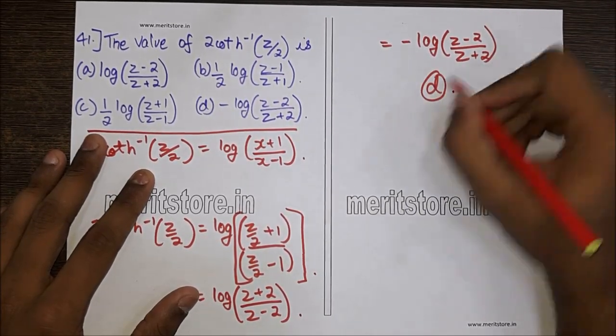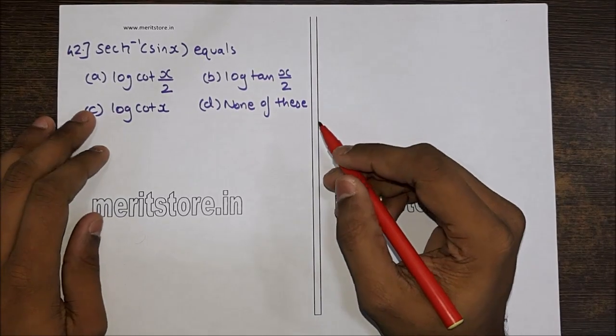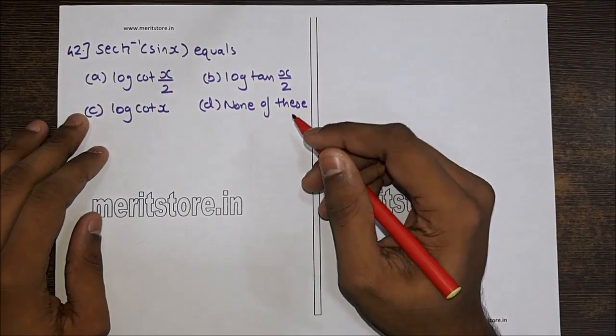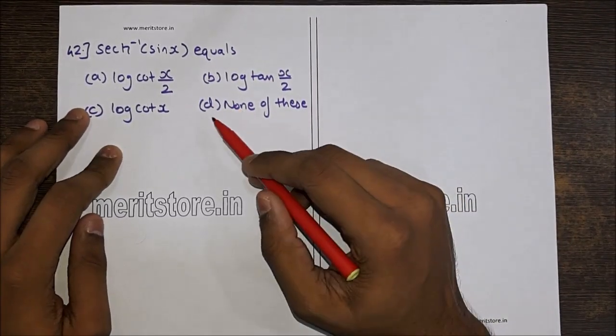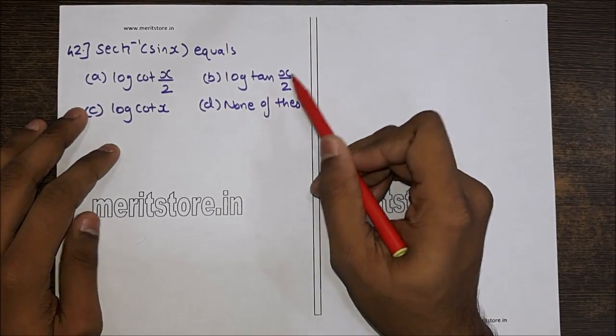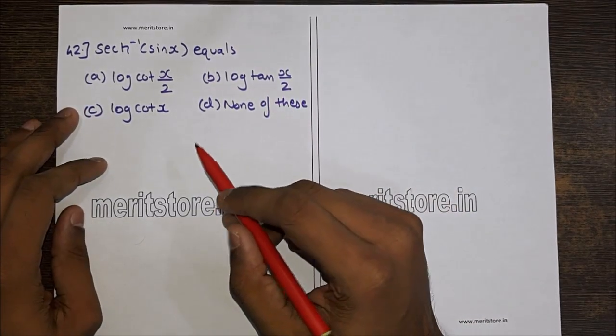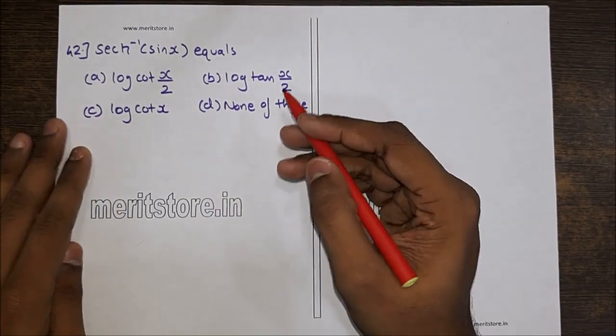Sec hyperbolic inverse of sin x equals option A log of cot x by 2, option B log tan x by 2, option C log cot x, or option D none of these.